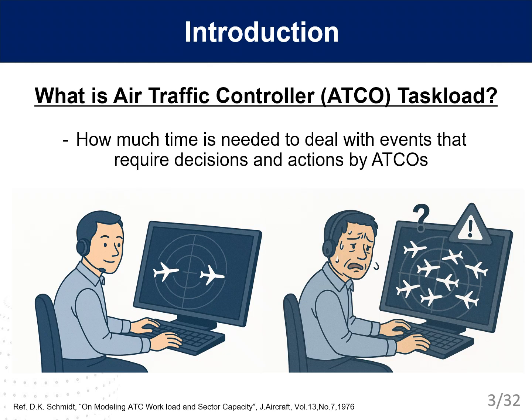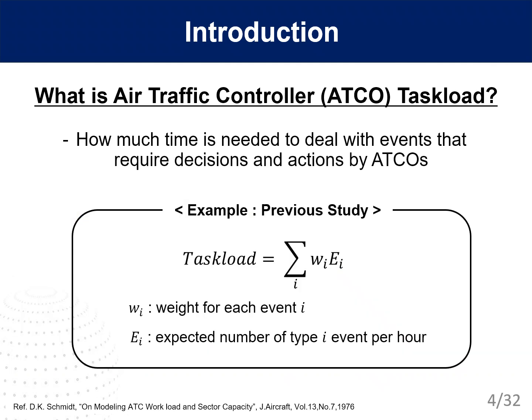What is the air traffic controller's task load? Task load represents how much time is needed to deal with events that require decisions and action by air traffic controllers. As you can see in the images below, it shows a simple comparison of low and high air traffic controller task load. For example, as shown here from a previous study, the task load formula is expressed as the sum of the weight for each event i multiplied by the expected number of type i events per hour.